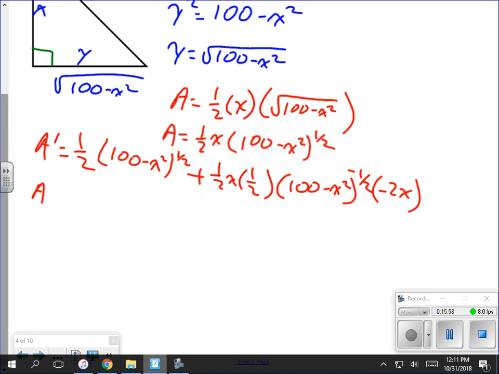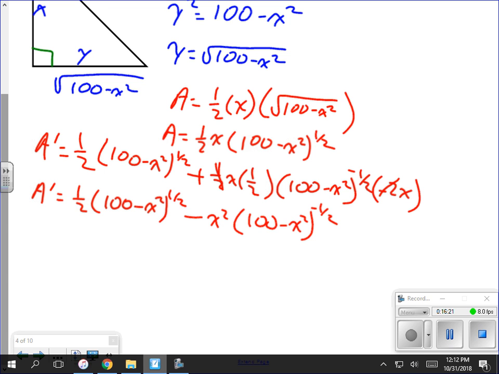So A prime equals 1/2 times (100 minus x squared) to the 1/2 power, minus 1/2 times 2 gives me the -1, x times x gives me x squared, (100 minus x squared) to the -1/2 power.